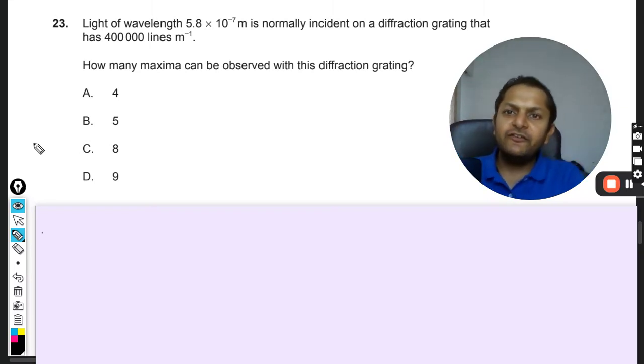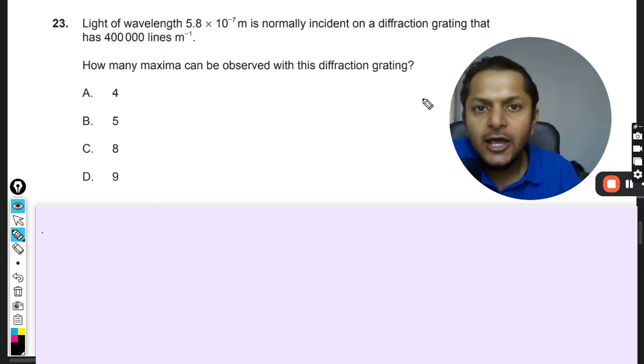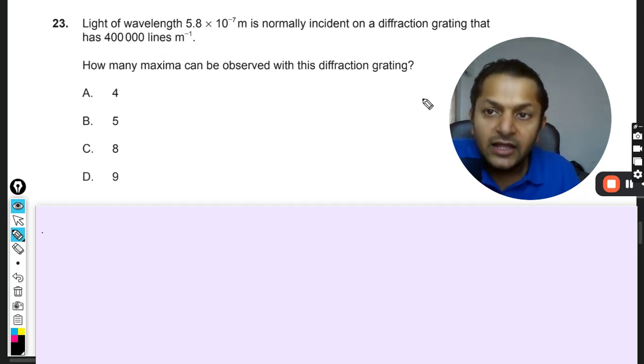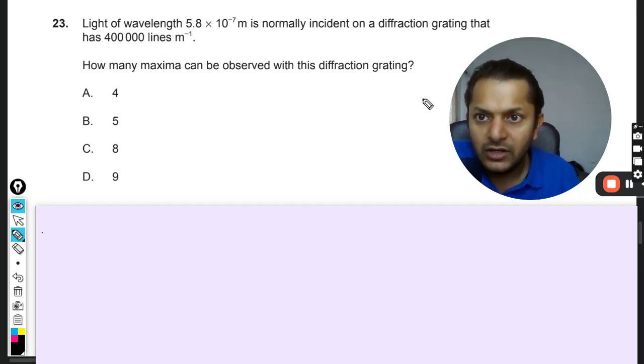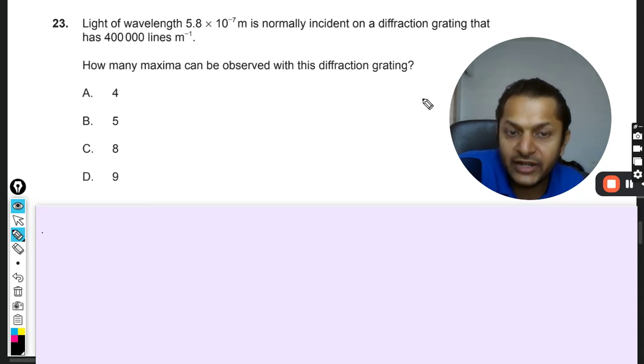Light of wavelength 5.8 × 10^-7 meter is normally incident on a diffraction grating that has 400,000 lines in 1 meter. How many maxima can be observed with this diffraction grating?